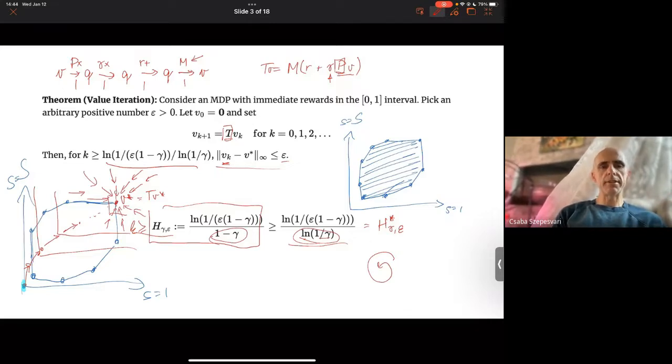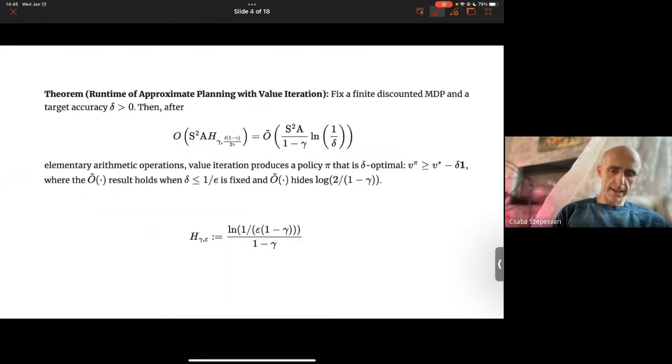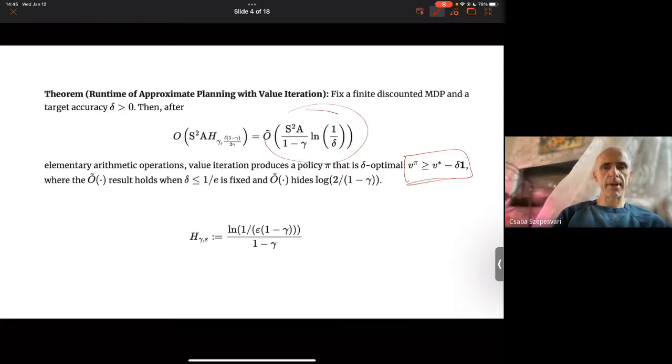So now let's go to the next slide. The next slide is saying, if we are thinking about calculating a near optimal, a delta optimal policy, a policy which satisfies this, how long does it take to do that? You plug in everything, and then you try to do it with value iteration. You get this number: the square of the number of states times number of actions divided by 1 minus gamma times log 1 over delta. Delta was your precision.